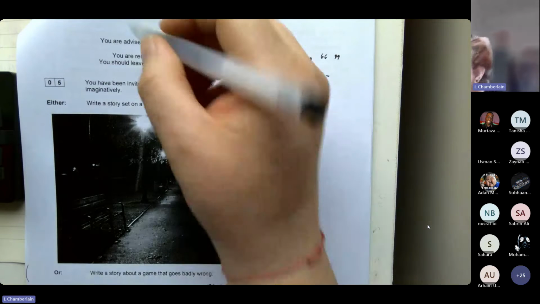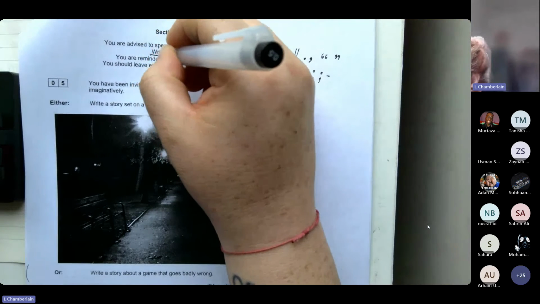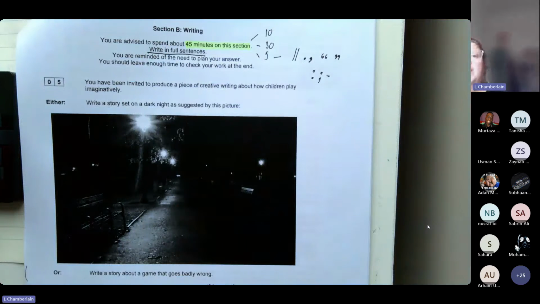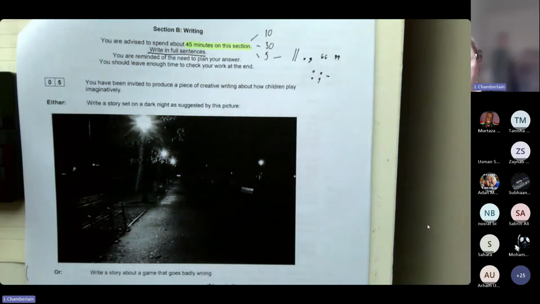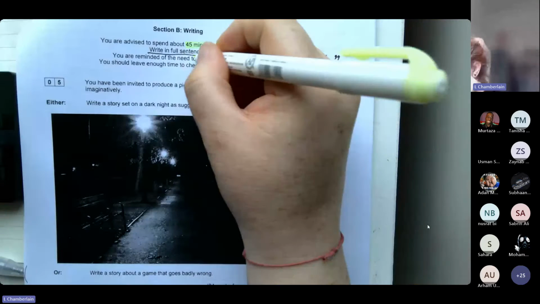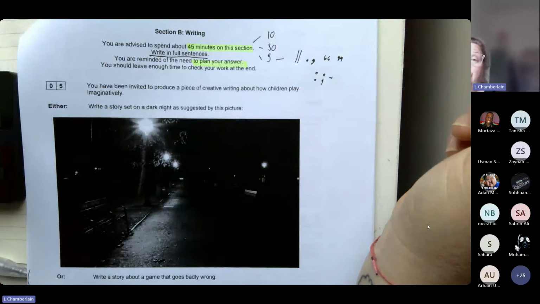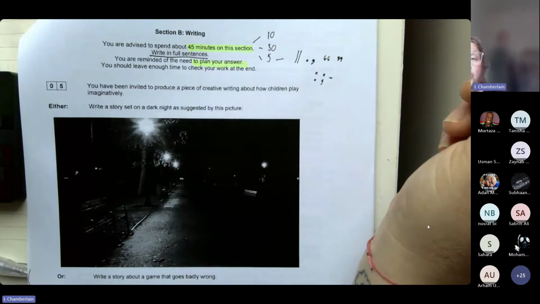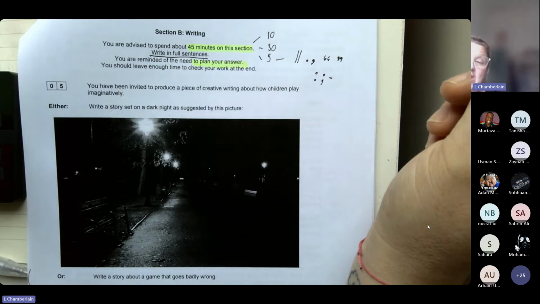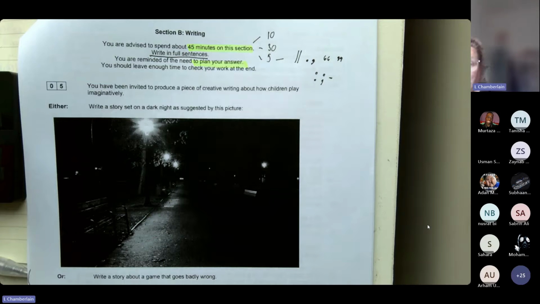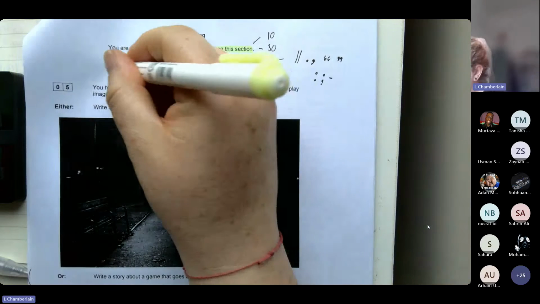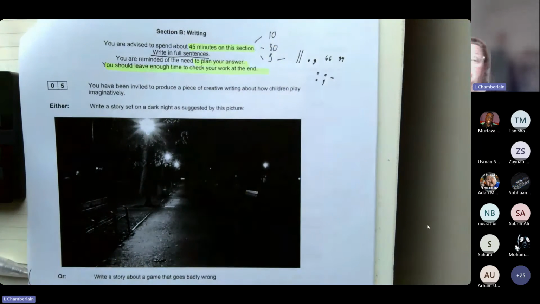The next thing to remember is that you must write in full sentences. So make sure that you're not writing any incomplete clauses. They then tell you that you're reminded of the need to plan your answer. And that's because well-planned responses do better. All you need to write is 1.5 pages, 2 pages, 3 pages maximum. And then again, they remind you to leave time to check.